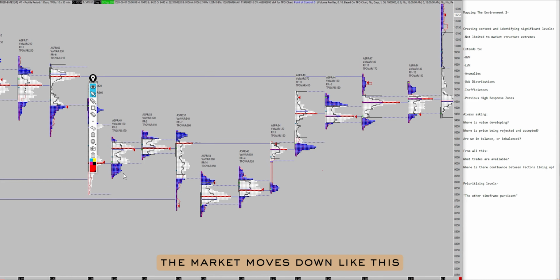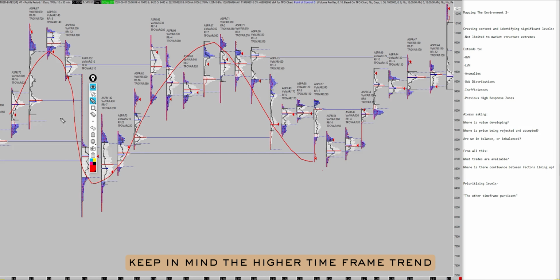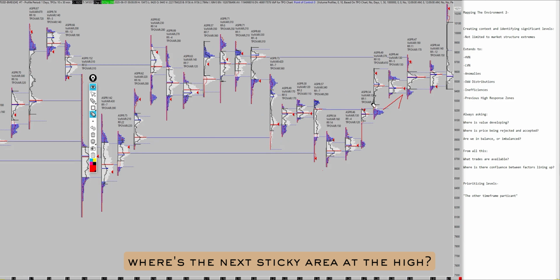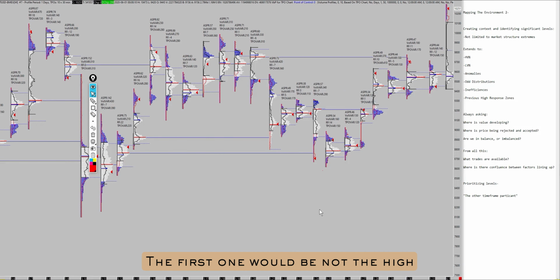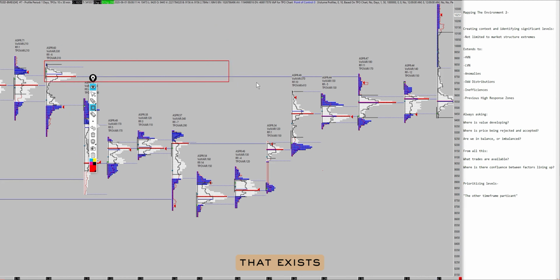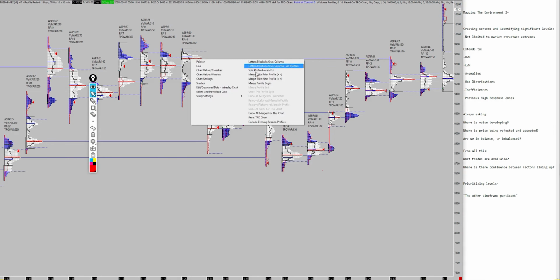So if you see that the market moves down like this, so after moving down to the low, ranging back upward again, testing the low, keep in mind the higher time frame trend. What's it likely to do? It's likely to continue back up and test the high. All right, so testing the high within the structure, where is the next sticky area at the high? The first one would be not the high, not the value area, but would be this naked point of control that exists. Okay, if you look back at this prior structure, we'll go ahead and composite that. So those 4 days.